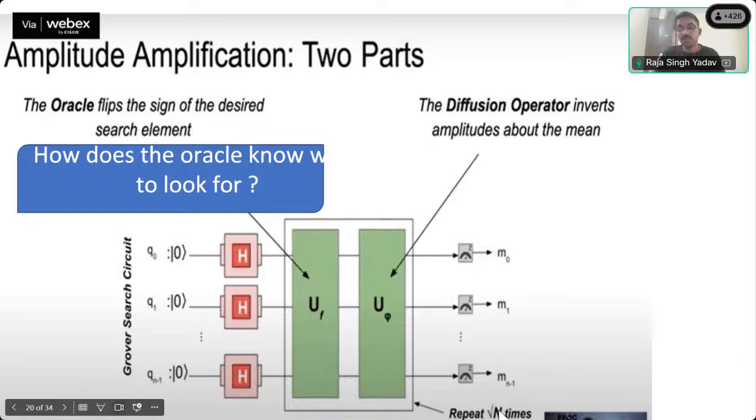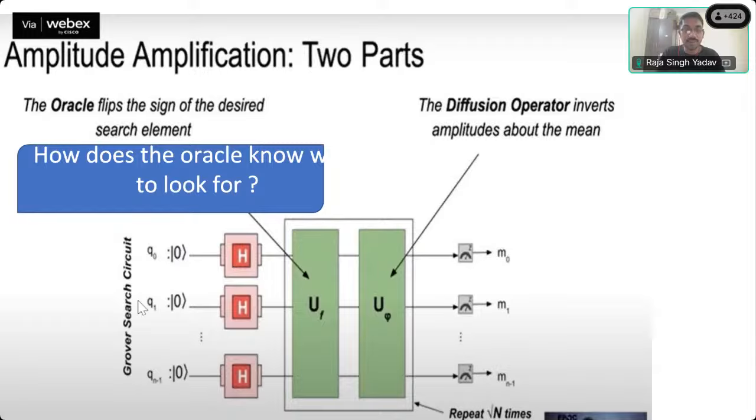This N is nothing but the number of states. So if small n is equal to 3, capital N is 8. So I have to run root 8 times if we have 3 qubits. Once I run around root N times, I will find that the probability of the marked element will be up to about 96%, whereas the remaining 4% will be distributed among the remaining 7 elements. That's how this amplitude amplification method works.